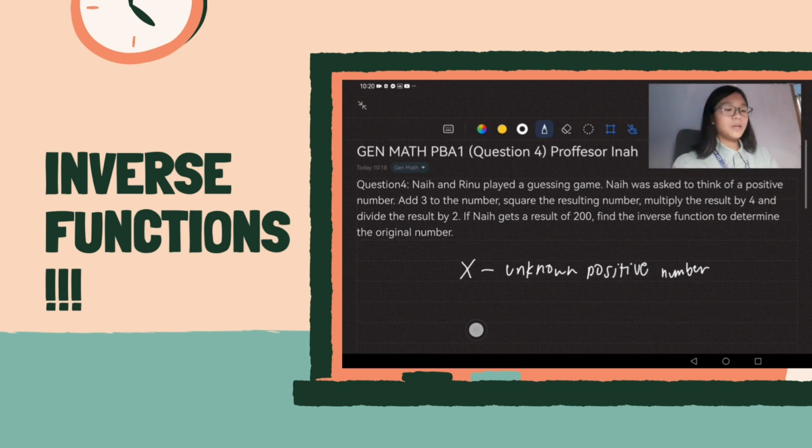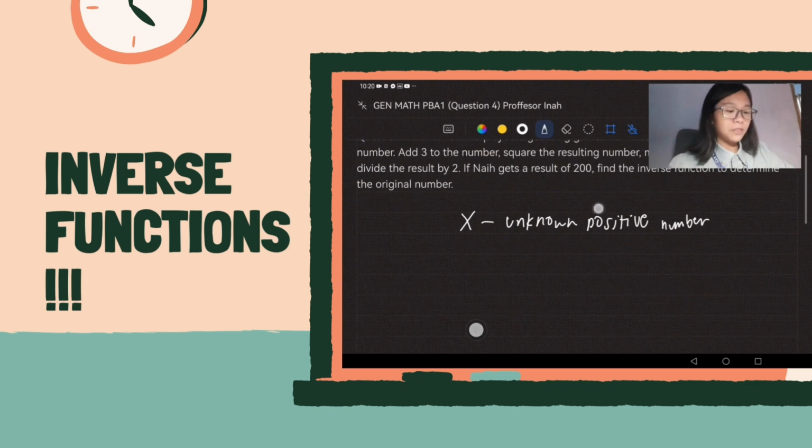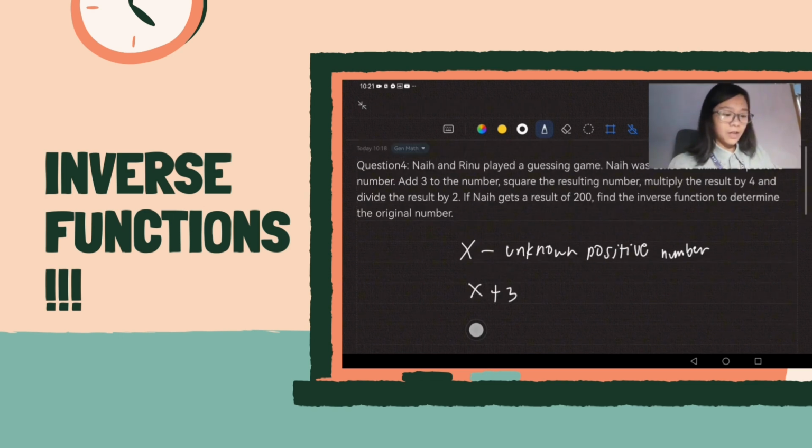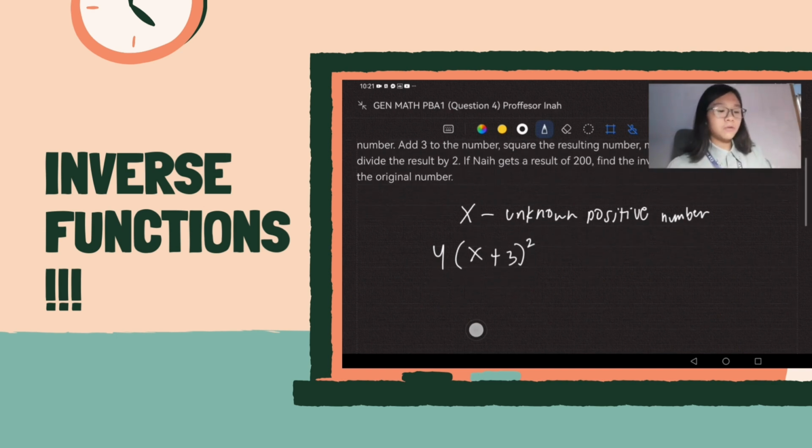So you have your question number 4. Nai and Riri played a guessing game. Nai was asked to think of a positive number. So we can denote that positive number as x. Let x be the unknown positive number. Then add 3 to the number. So add 3, meaning x plus 3. We're going to square this x plus 3. So we put open and close parentheses, (x plus 3) squared. Multiply the result by 4 and divide the result by 2. There we go. So here is our equation. Now if Nai gets a result of 200, find the inverse to determine the original number.